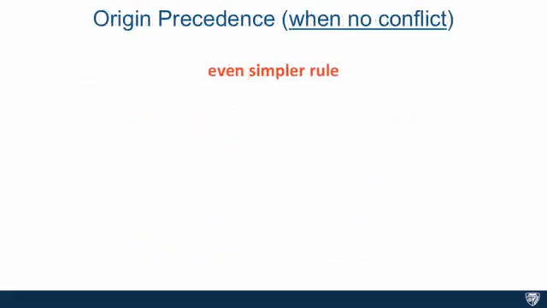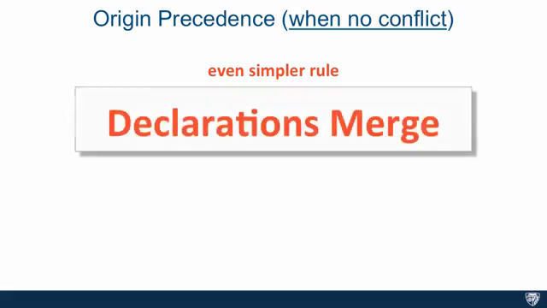When different CSS declarations do not conflict, that is, they still target the same element, but the CSS properties with which they target that element are different, there's an even simpler rule, and that is that declarations merge. So a declaration for, for example, font size and a declaration for color, since they're two different properties, when they're targeted to the same element, even if they're targeted from two different origins, will merge into one, and the element will get both the font size and the color. Let's take a quick look at an example of that in code.